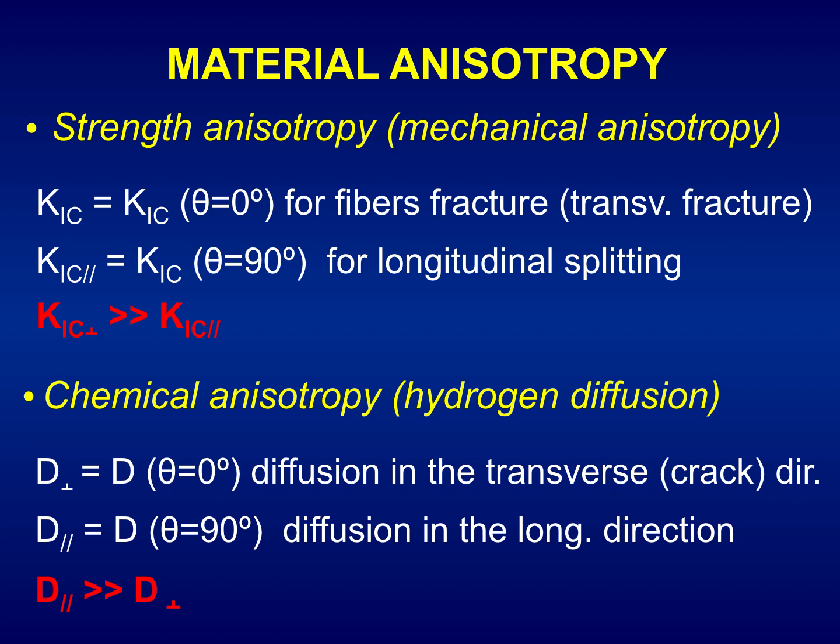Then we have K1C perpendicular, quite higher than K1C parallel due to the mechanical anisotropy. In addition, we have chemical anisotropy for hydrogen diffusion: D perpendicular for 0 degrees, diffusion in the transverse crack direction, and D parallel for 90 degrees, diffusion in the longitudinal direction parallel to the fibers. D parallel is quite higher than D perpendicular. Opposite to that, K1C perpendicular is quite higher than K1C parallel.